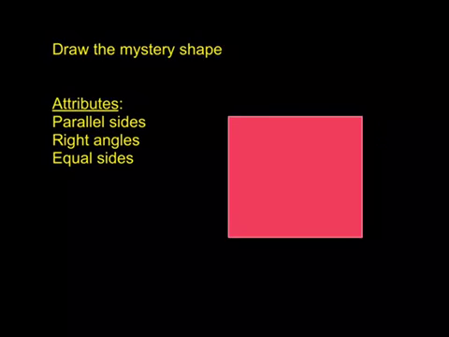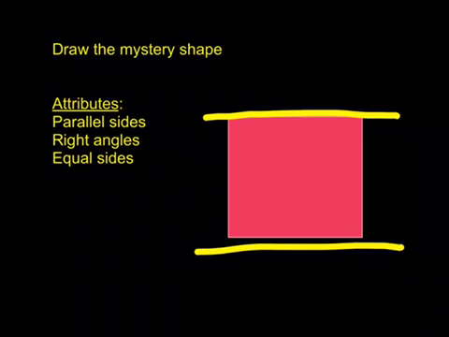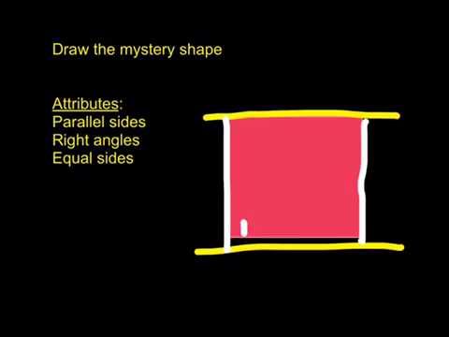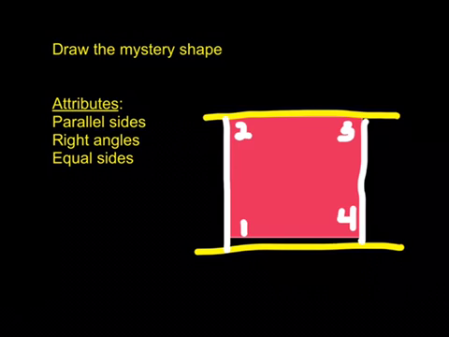And the answer was a square. You're right. I tried to trick you by using the same shape again. A square has parallel sides on top and bottom. Those are parallel to each other. It also has parallel sides on the left and on the right. It has four right angles. 1, 2, 3, 4. And every side is of equal length.